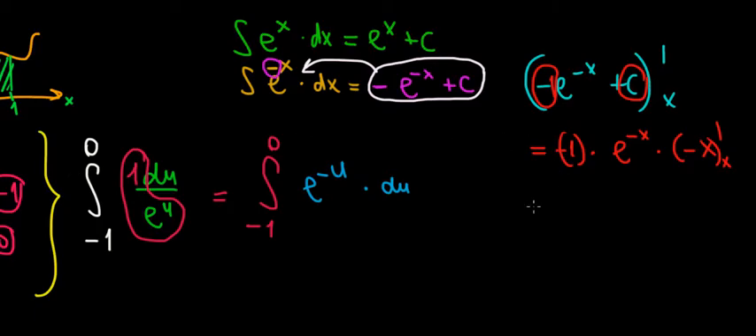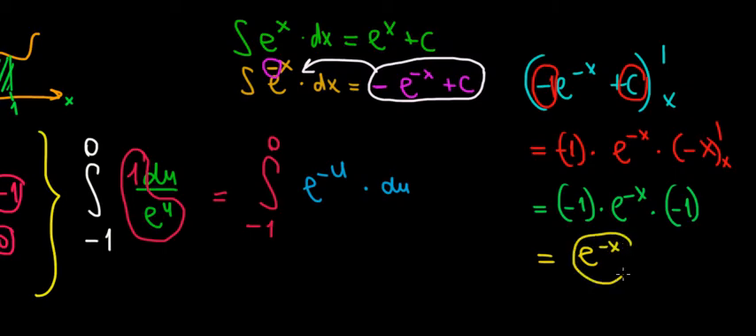Now, what's going to be the result? We have minus 1 times e to the power of minus x times the derivative of minus x, which is just the constant, again minus 1. Minus 1 times minus 1 is equal to 1. 1 times e to the power of minus x is e to the power of minus x. What do we see? We went back to the original thing that we integrated, literally the antiderivative. So yes, it works out. I just wanted to show where this is coming from.